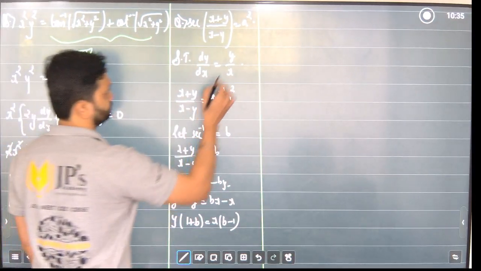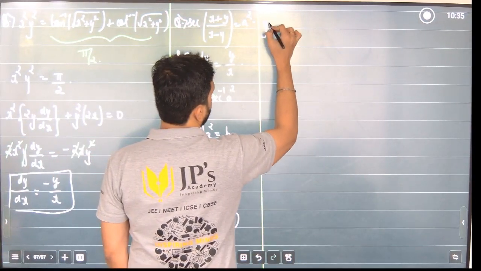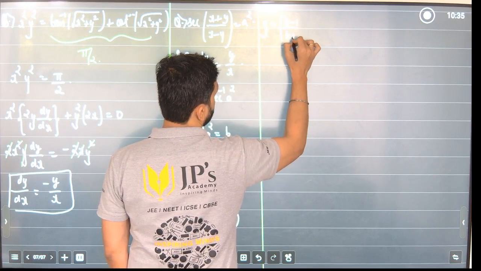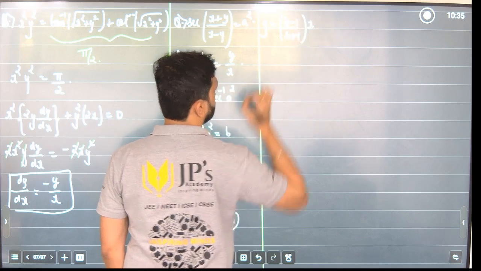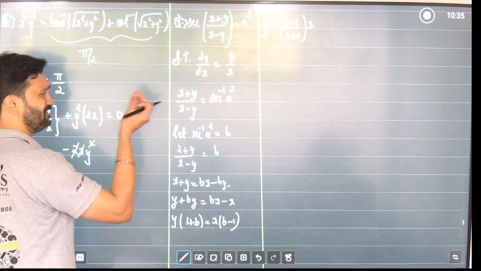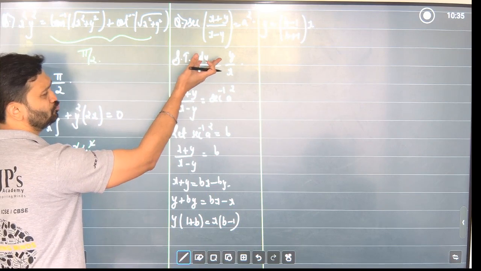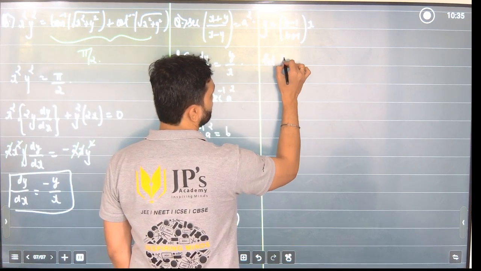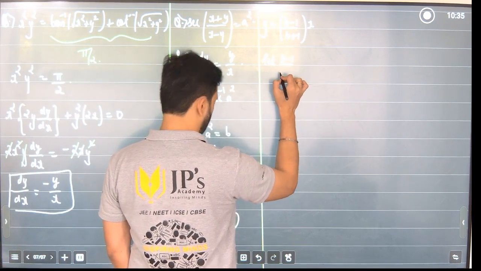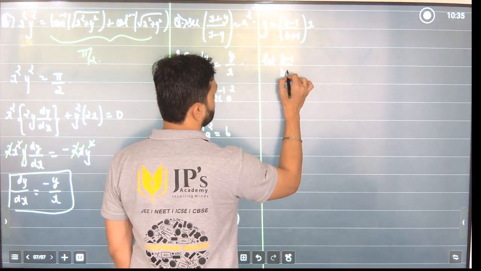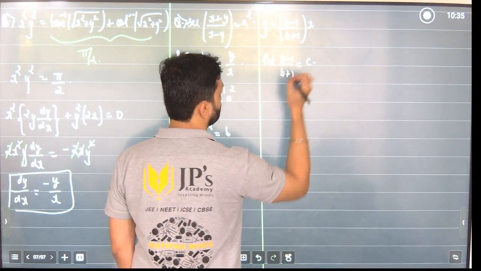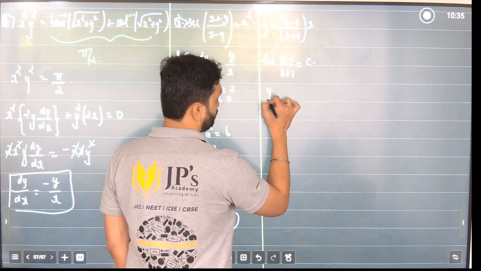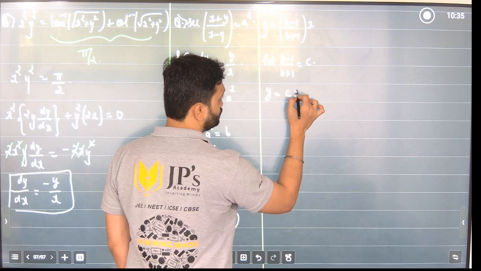Therefore, y is equal to (b minus 1 upon b plus 1) x, which is again a bigger constant. So I will write, let (b minus 1) upon (b plus 1) is equal to c. Therefore, y is equal to cx.